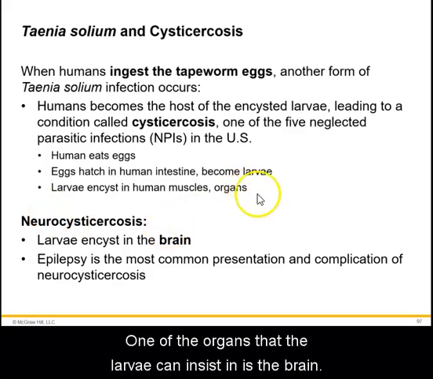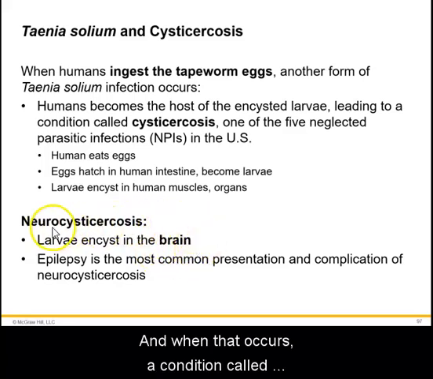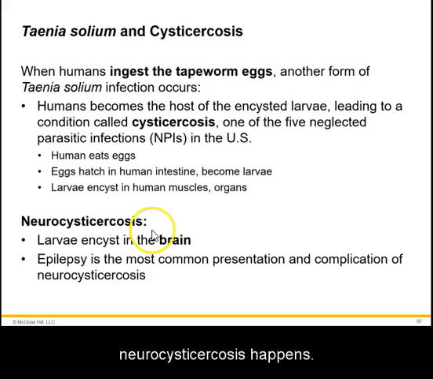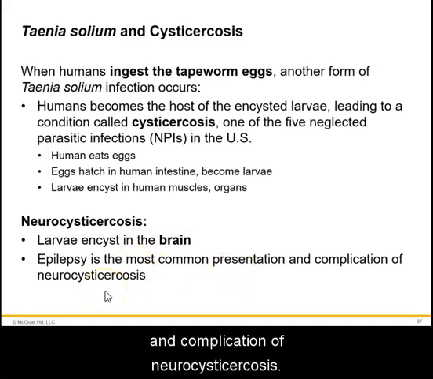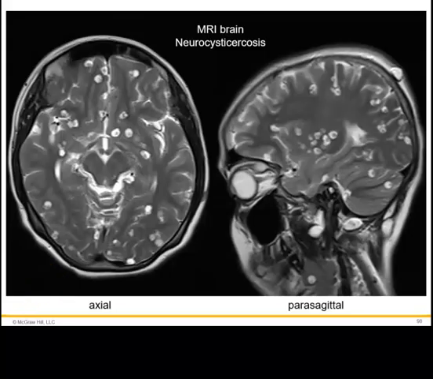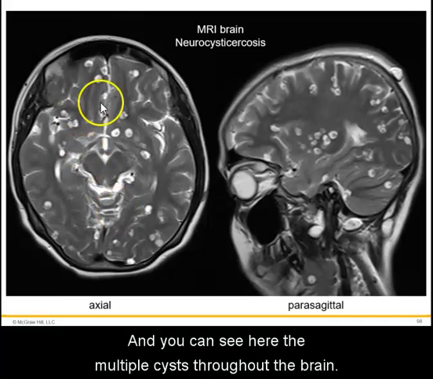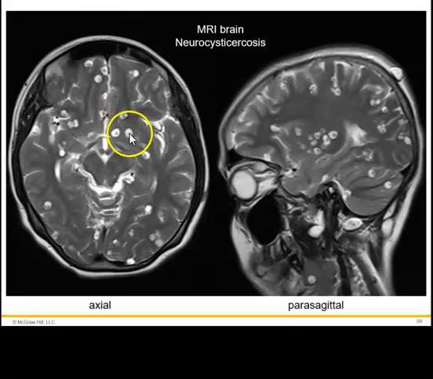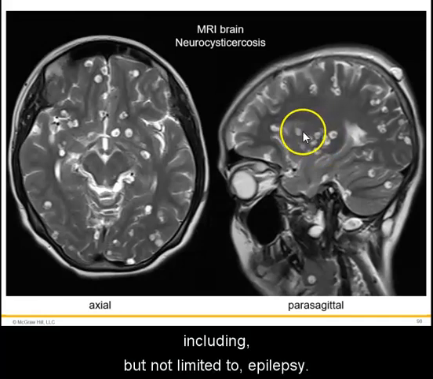One of the organs that the larvae can encyst in is the brain, and when that occurs, a condition called neurocysticercosis happens. Epilepsy is going to be the most common presentation and complication of neurocysticercosis. Here is an MRI brain of a patient with neurocysticercosis, and you can see here the multiple cysts throughout the brain. And this can lead to neurological problems, including but not limited to epilepsy.